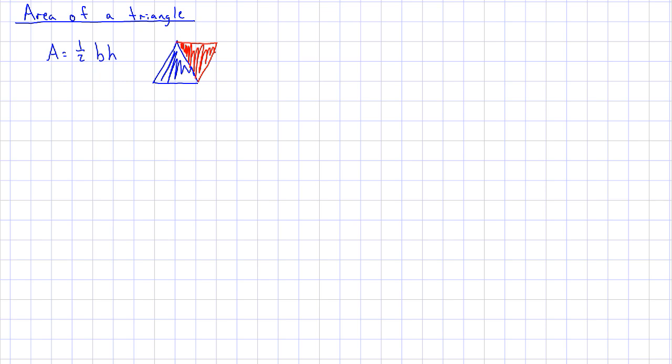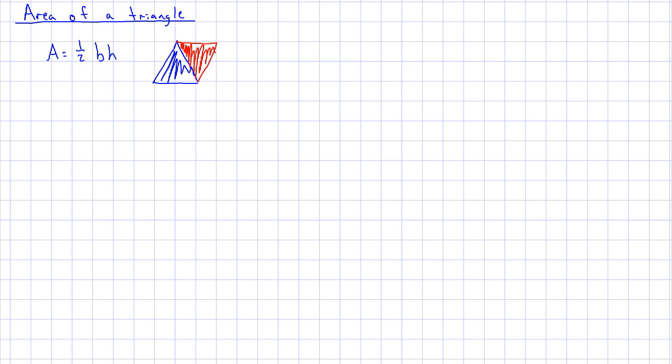Now I have a different video explaining why that works for the parallelogram. But the point is that if you can remember either of the two, if you either remember the parallelogram or the triangle formula, then you can find the other one, because the area of a triangle is 1/2 base times height.